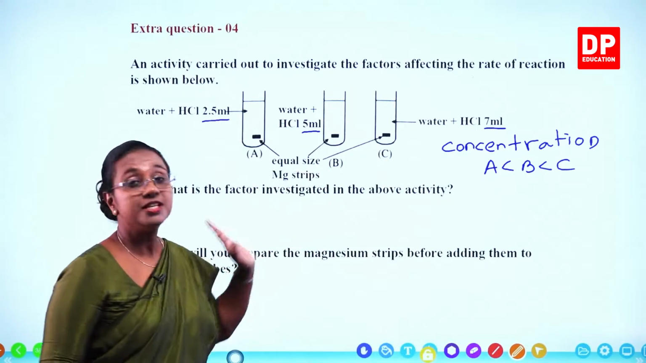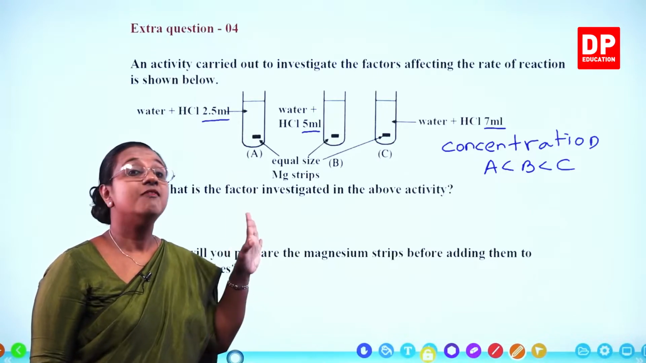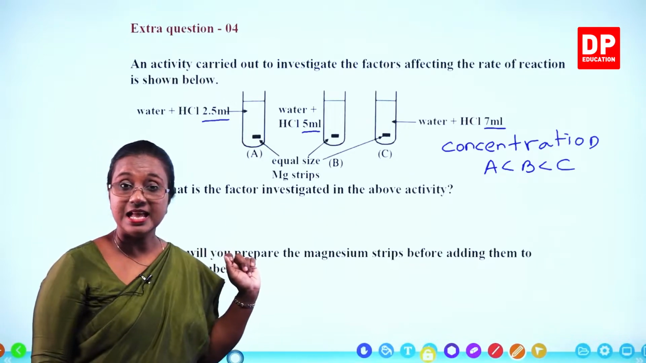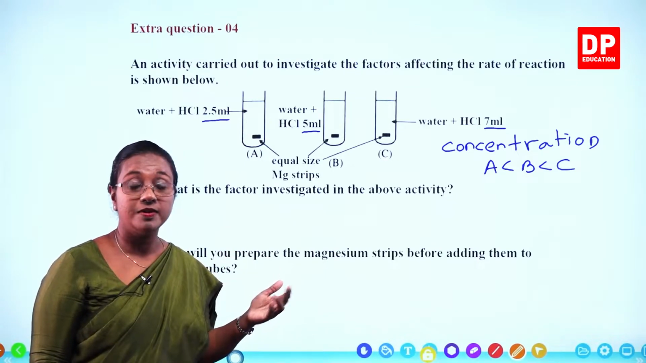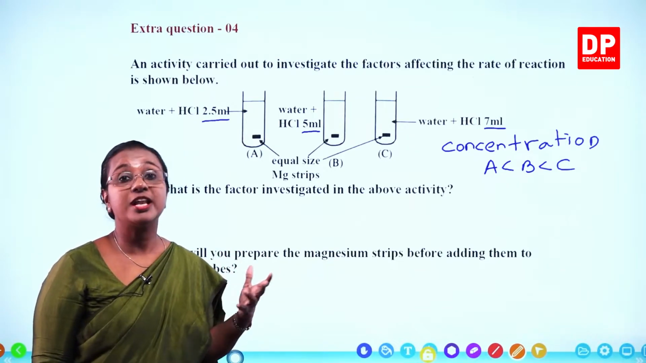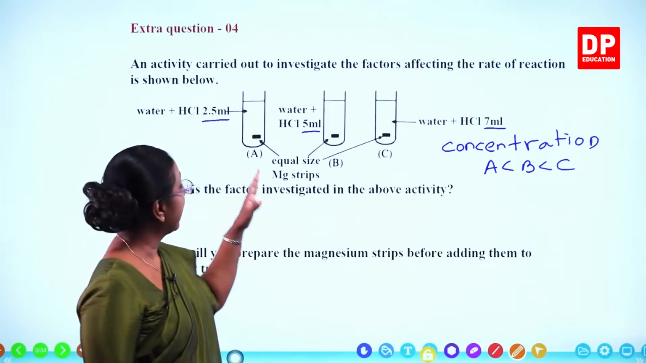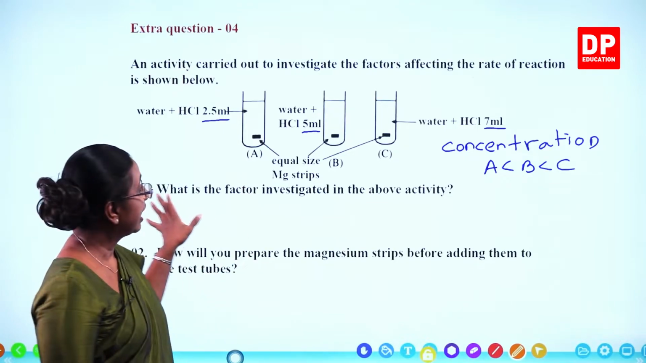So you all have understood the activity. What will be the observation? When magnesium reacts with HCl, hydrogen gas will be evolved. So liberation of gas bubbles or rate of fizzing can be observed. It will be the highest in C and the lowest in A. So that is the activity.